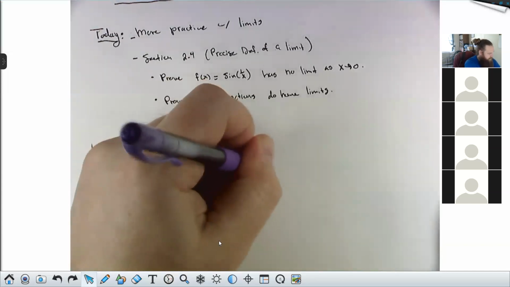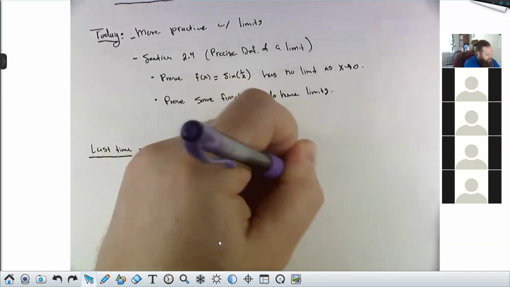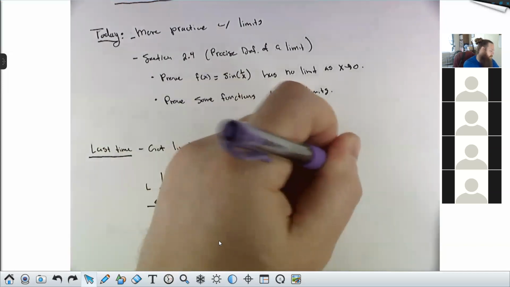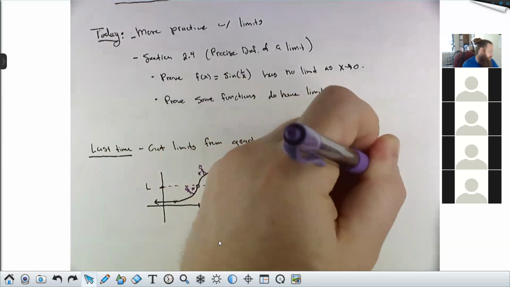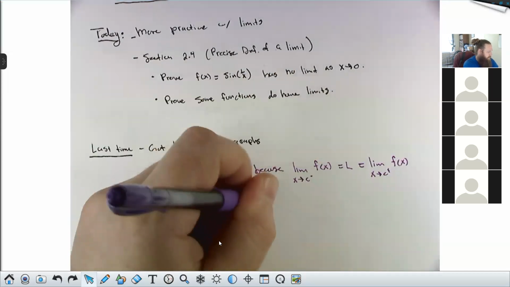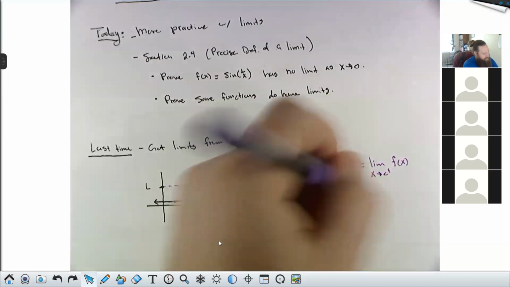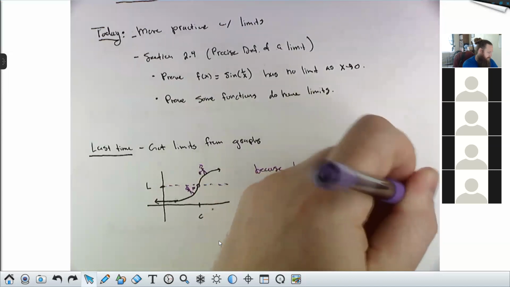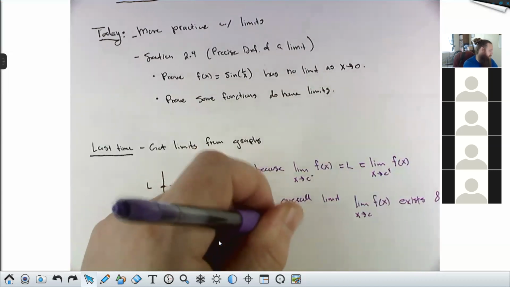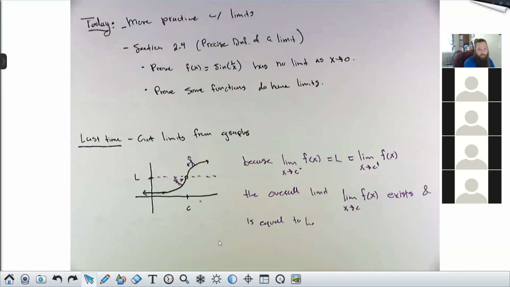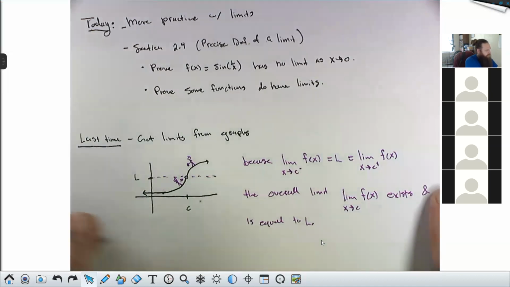We'd say something like, because the limit as x approaches c from the left of f of x equals L, and that is also equal to the limit as x approaches c from the right of f of x, the overall limit as x approaches c of f of x exists and is equal to L. This was the basic result last time. Sneak up from the left, sneak up from the right. If the behavior is the same, I don't really care what happens at that point. I just care about what happens nearby. As long as those behaviors from either side are the same, then we say the overall limit exists and is equal to L. First today, I want to practice working limits without graphs.